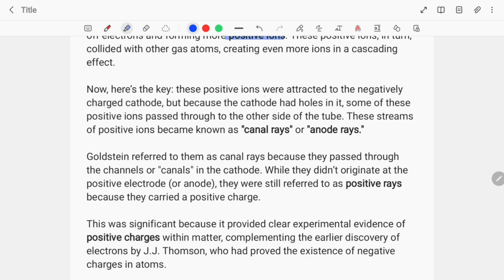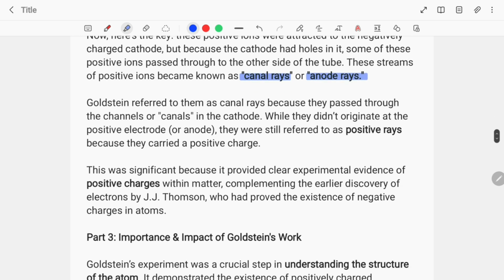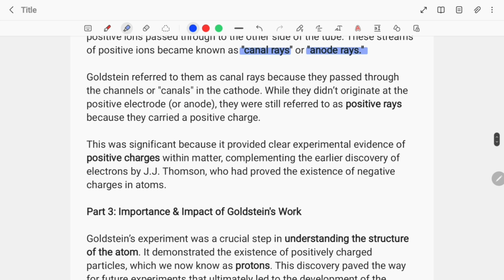These positive ions were attracted to the negatively charged cathode, but because the cathode had holes in it, some of these positive ions passed through to the other side of the tube. These streams of positive ions became known as canal rays or anode rays. Goldstein referred to them as canal rays because they passed through the channels or canals in the cathode.